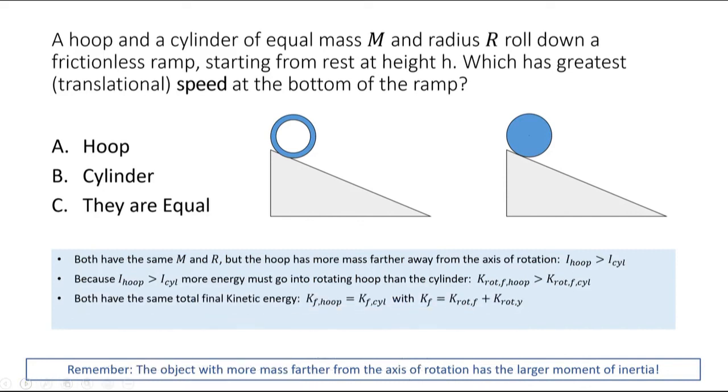All right, then we already know from the last problem that they both have the same total final kinetic energy at the bottom of the ramp, where that total final kinetic energy is going to be the rotational kinetic energy plus the translational kinetic energy. And so then, because the hoop has the larger rotational kinetic energy, it's going to have less energy left for translation, and so it has a smaller translational kinetic energy than the cylinder. So then, since it has smaller translational kinetic energy, it's going to have a lower translational speed. Okay, and so that means that the one that has the greatest translational speed at the bottom of the ramp is going to be the cylinder. I would pick answer B.